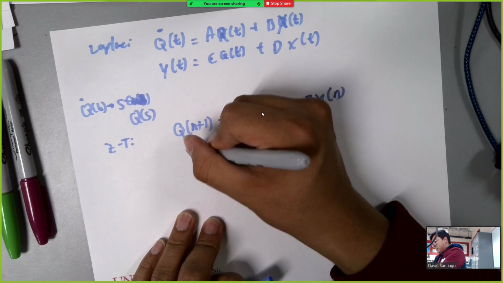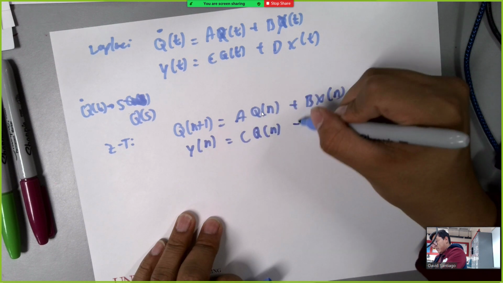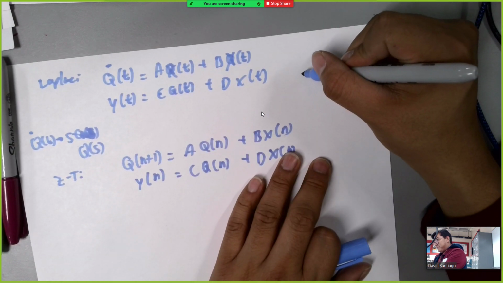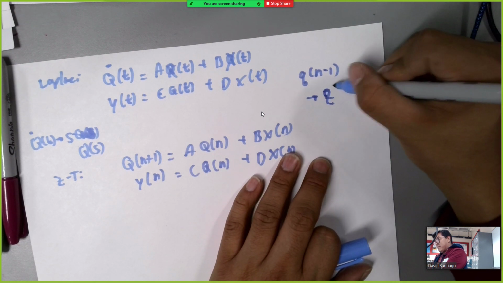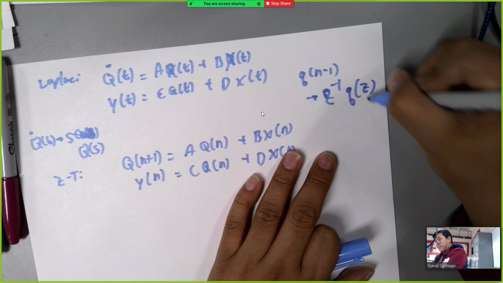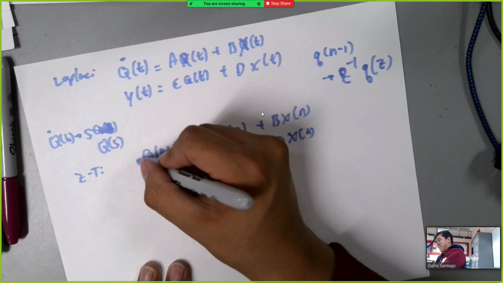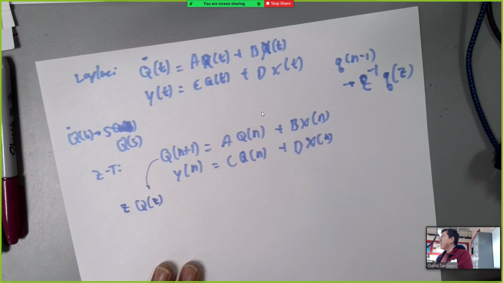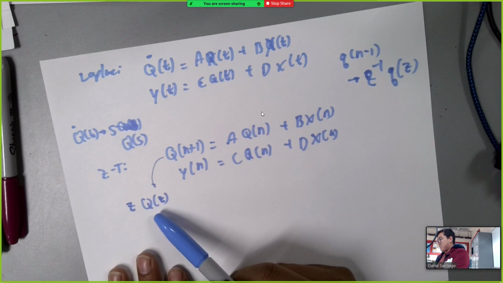BX of n, Y of n is equal to CQ of n plus DX of n, where remember how we were doing Q of n minus 1 converts to Z to the minus 1 Q of Z, right? Remember that? So that means if we have a minus here, that means this should consequently be Q of Z times Z. Right? Hopefully that's correct. Well, because we are dealing with next states, so should be the same topology.